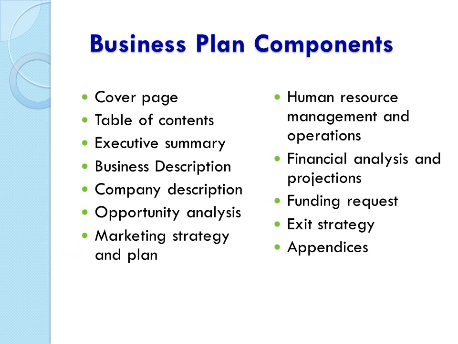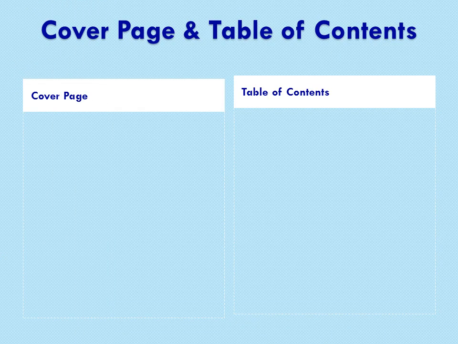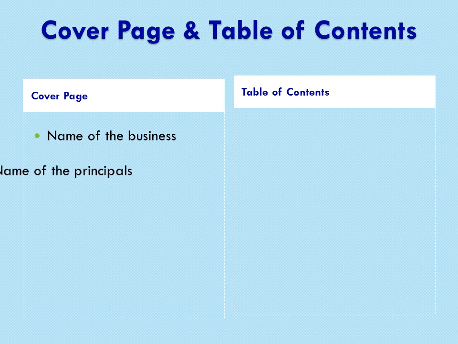And appendices. Then here is a sample of how your cover page and table of contents should be. First is your cover page, then your table of contents. Your cover page should include the name of your business, like if you want to make a business of some food related product or any product, you have to write the name of the business on the cover page.